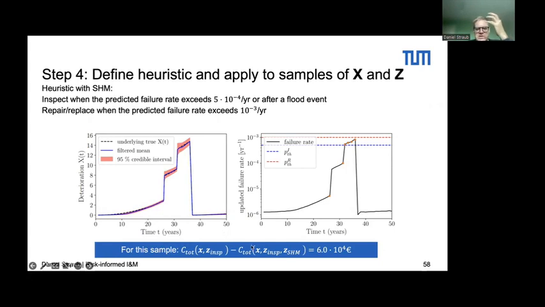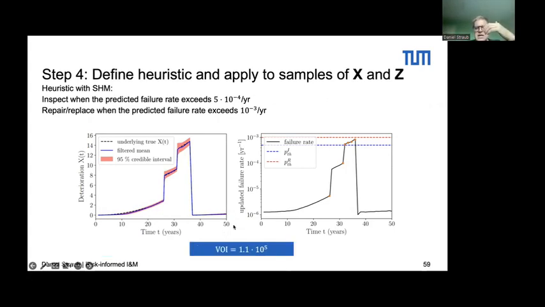But more importantly, we repeat that for many samples. We get the expected life cycle cost for this particular heuristic with the monitoring system and without, and we can calculate the difference, which is the value of information.